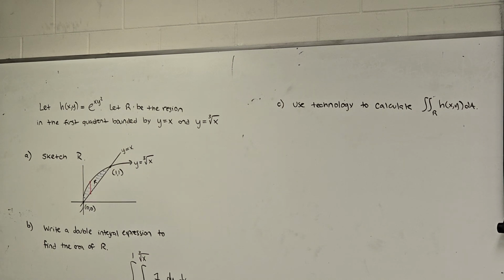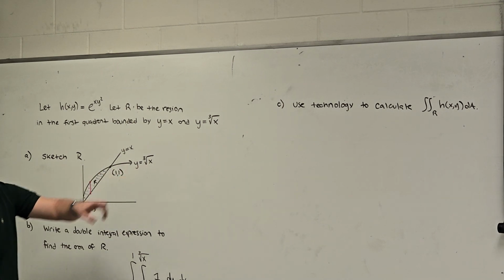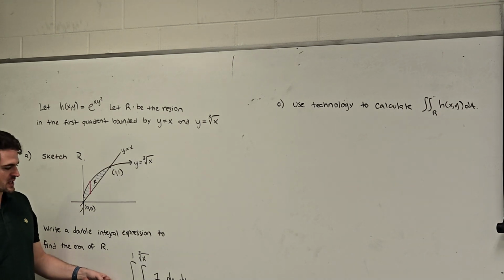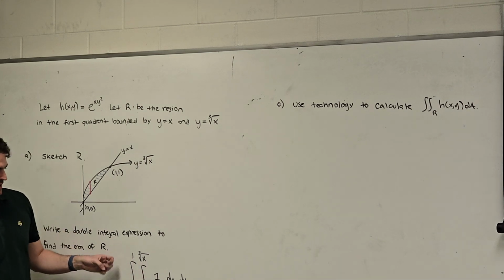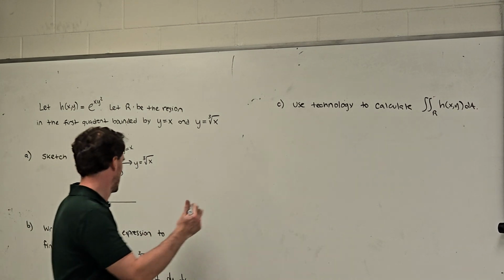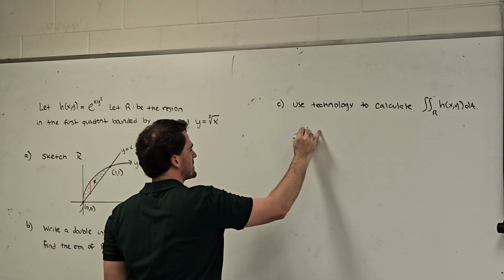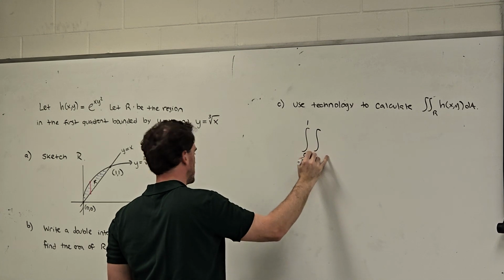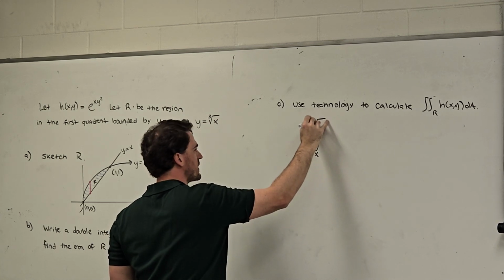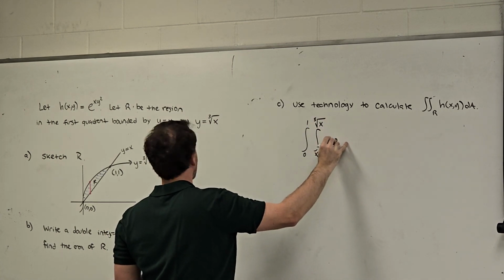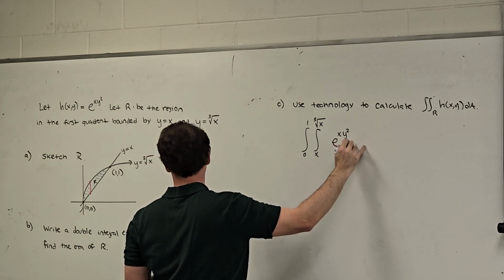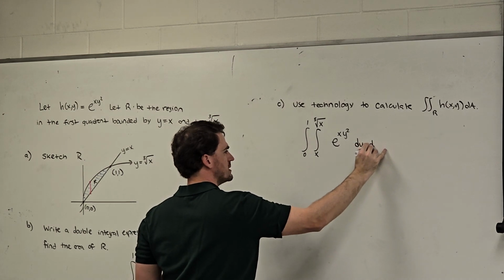So now moving over to C, it says use technology to calculate the volume under the surface. You're just going to take the same limits of integration and make the integrand the surface itself. So I'm going from 0 to 1, and then from x to cube root of x, under e to the xy squared dy dx.